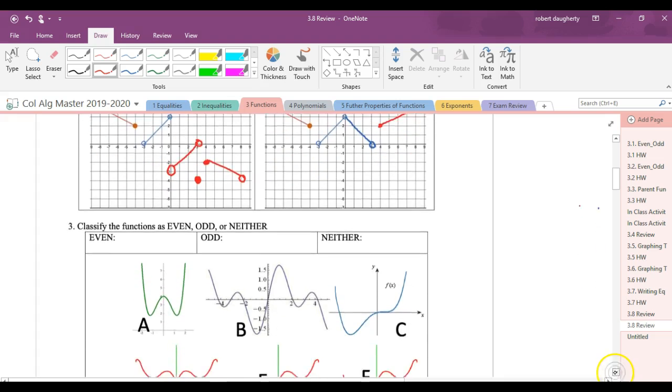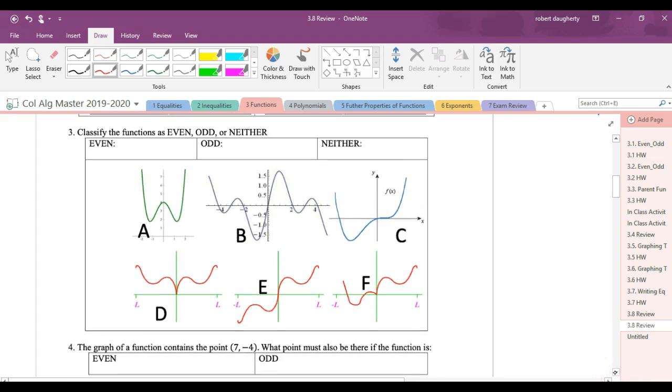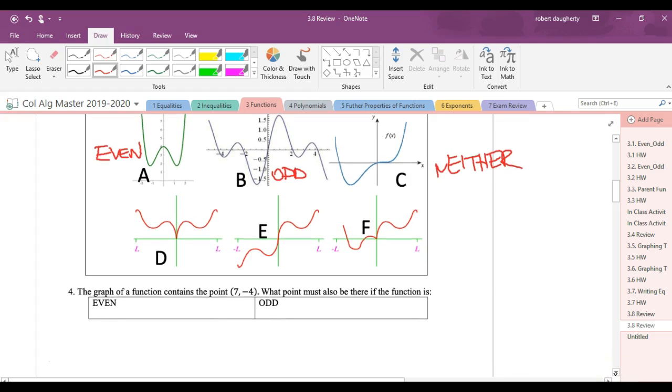Then I'm going to give you a few graphs, classify if they are even, odd, or neither. So if you look at this one right here, the first one, this function is even. Next, function B is odd. Function C, that is neither even nor odd. Look at function D, it's symmetrical. So this function is even. If you look at E, this is an odd function. And you look at F, and this one is neither.